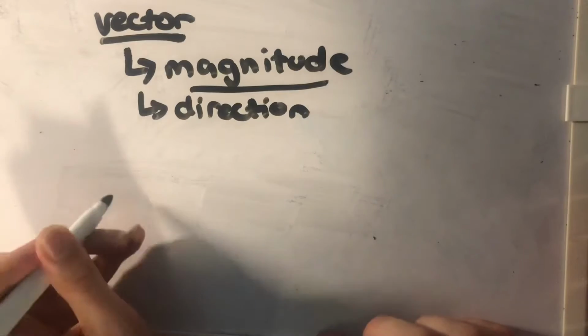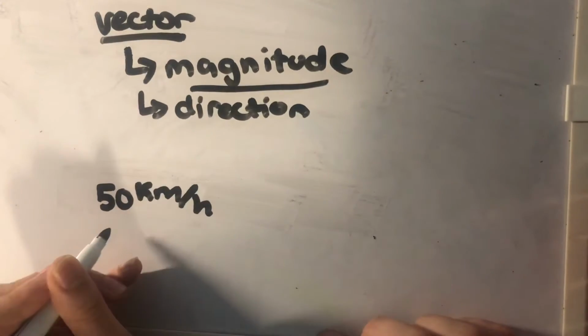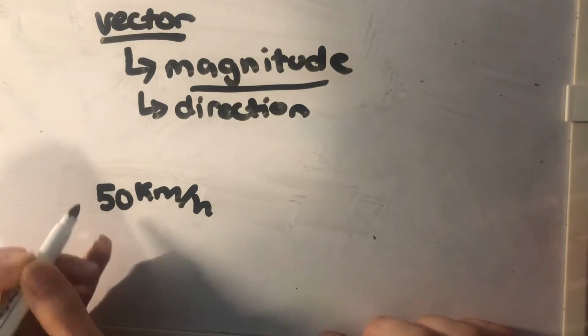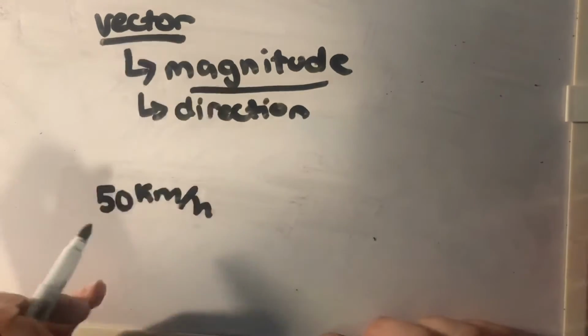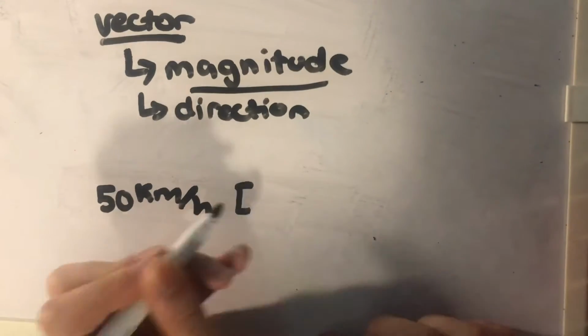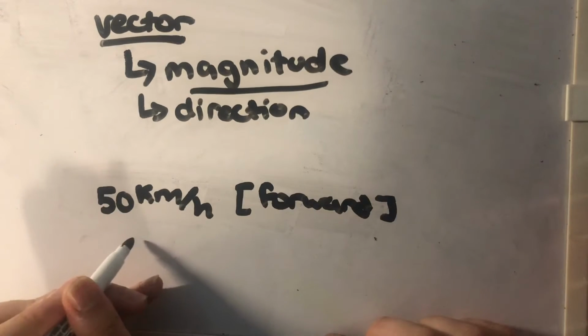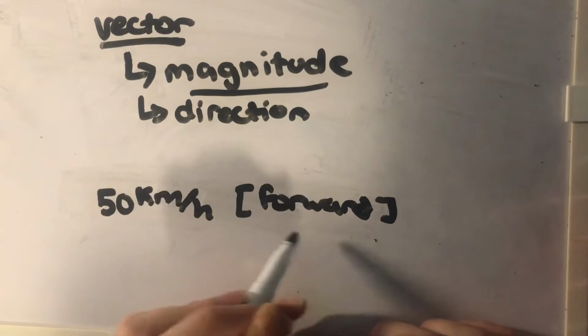Say your car is traveling 50 kilometers an hour. This is, again, not a vector quantity because it is just indicating the magnitude. It's just saying you're going 50 kilometers an hour. However, again, if I say you're going 50 kilometers an hour forward, this would then be a vector quantity because you've indicated the direction as well.